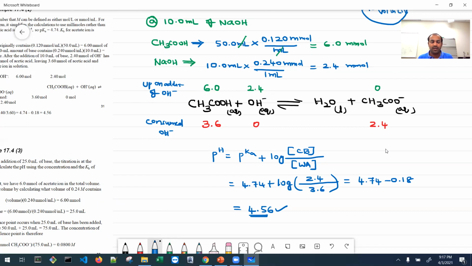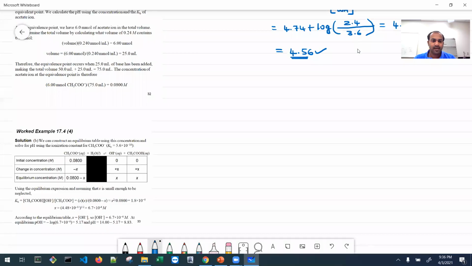So now we're going to solve the second problem. Let's look into the second problem, which is after adding 25 milliliters of the base. I'm going to write down this one as B. We are adding this time 25 milliliters of sodium hydroxide.